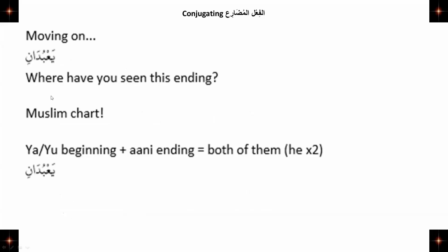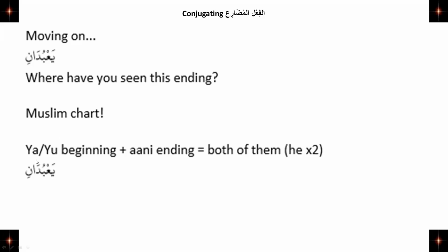Ya'budani. Okay, so we asked here, where have you seen this ending, this ya'budani? Do you remember the Muslim chart? In the Muslim chart, you have Muslimun, Muslimani. You remember the ani, but this one is not known as heavy. Please note that. In the Muslimani, you have ani and una. You remember that? In the fi'l also, you have the ani and una. But those ones are for normal fi'l mudari. Normal. You don't see heavy.